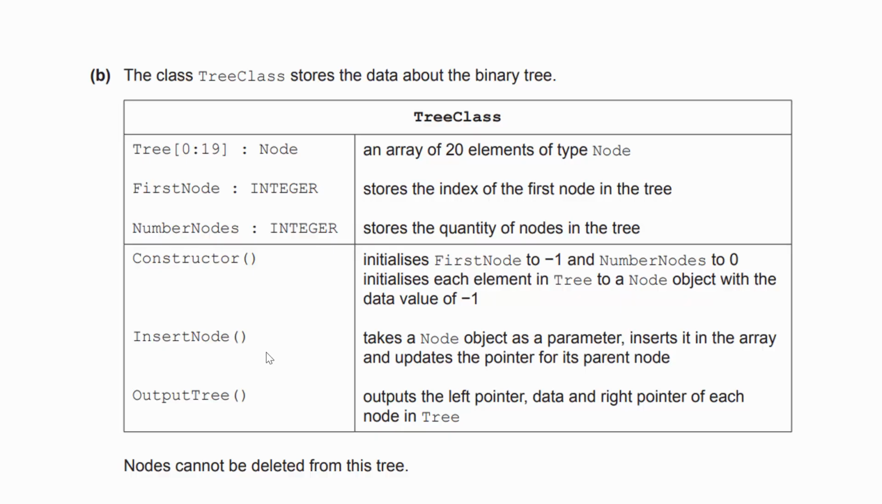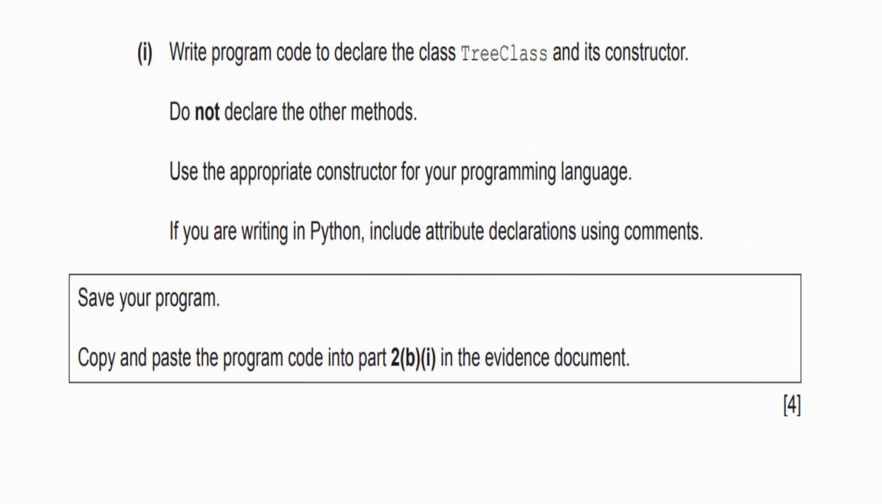We have insert node, which takes a node object as a parameter, inserts it in the array, updates the pointer for its parent node, whether it's on the left or the right of its parent. And then the output tree outputs the left pointer, the data, and the right pointer of each node in the tree. And then they have a note here. Nodes cannot be deleted from this tree. Well, what do they want us to do? Write program code to declare the class tree class and its constructor. Do not declare the other methods. All right, so let's swing over to VB. Let's code this out and get ready to start making some objects.